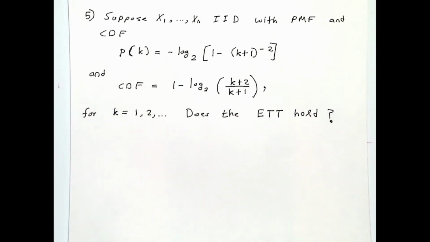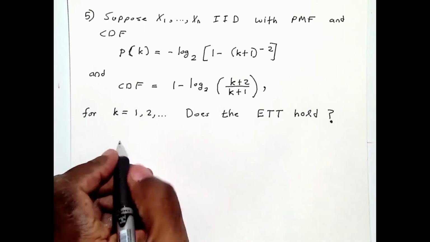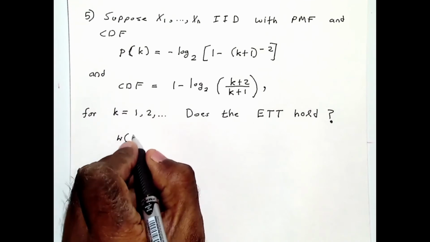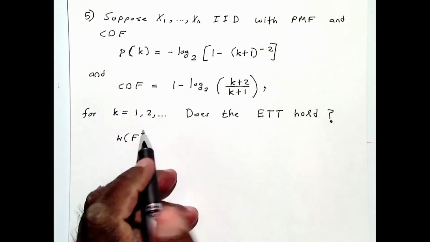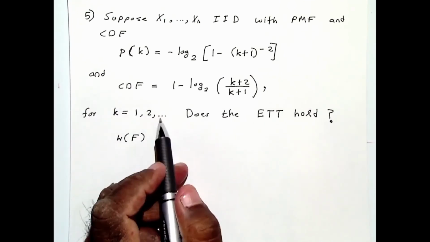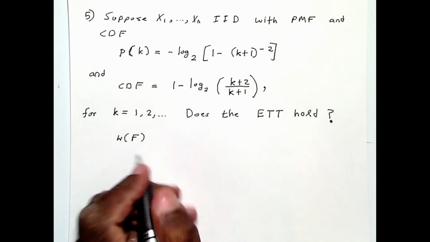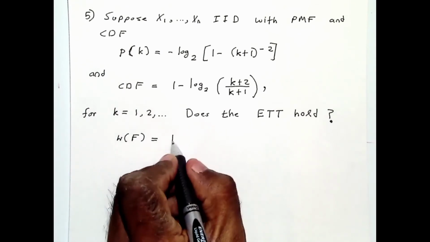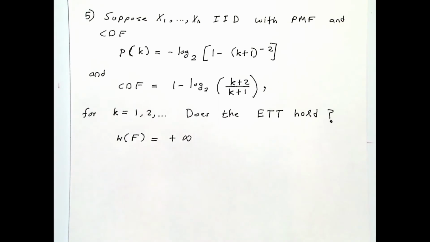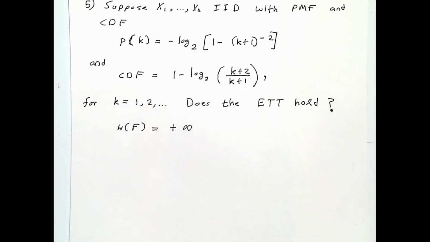The first thing you must work out, or you must see, is the upper end point W of F. Now the support is this, so the largest point of the support is clearly plus infinity. So W of F must be equal to plus infinity.